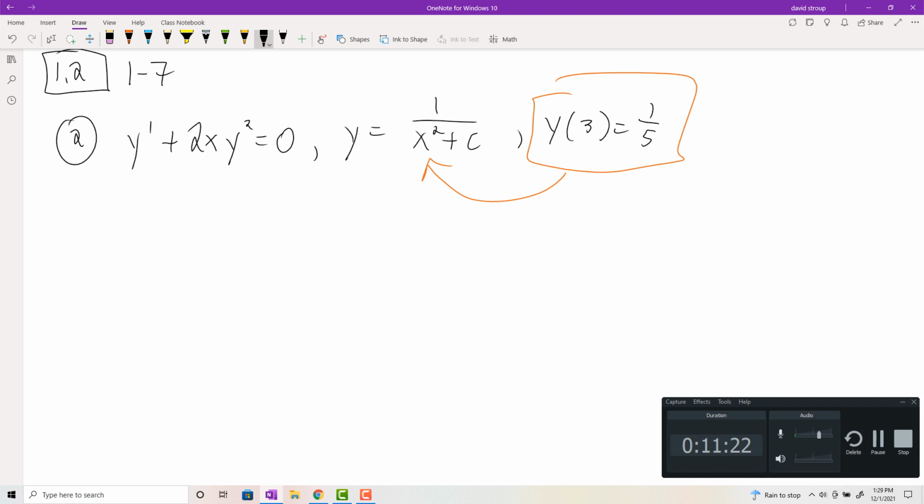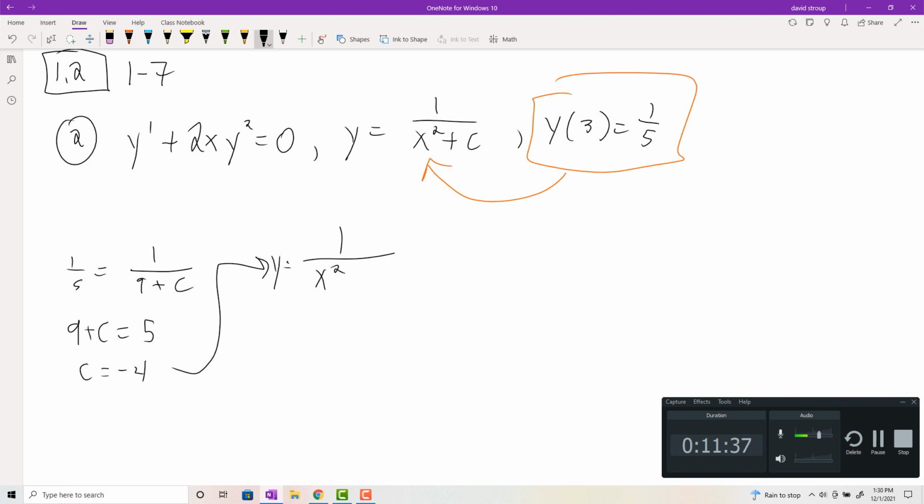Okay, so we'll get 1/5 equals 1 all over 9 plus c. Cross multiply, you get 9 plus c is 5. And then finally c is -4. So our particular solution is going to be y equals 1 all over x squared minus 4.